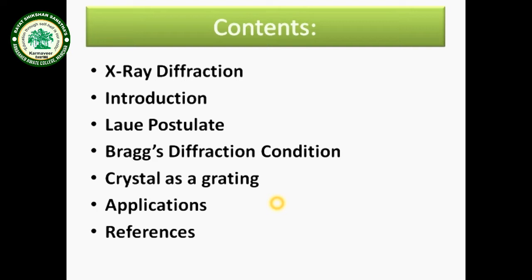What is X-ray diffraction? What is Laue's postulate about it? How is Bragg's diffraction condition useful in order to analyze the crystalline material or to study the different parameters of the crystal? How can a crystal act as a grating? And regarding some applications.